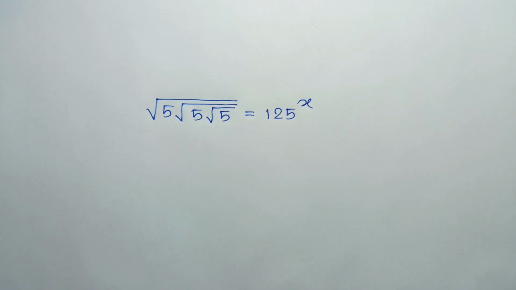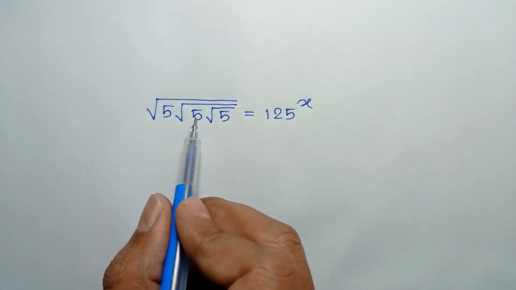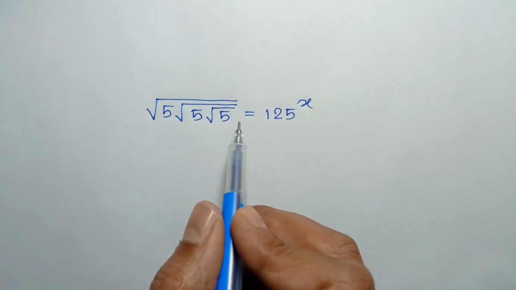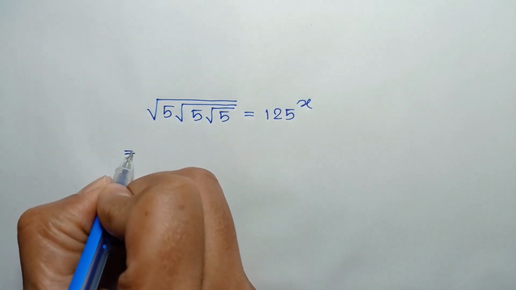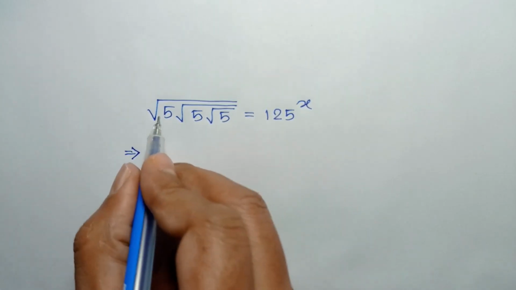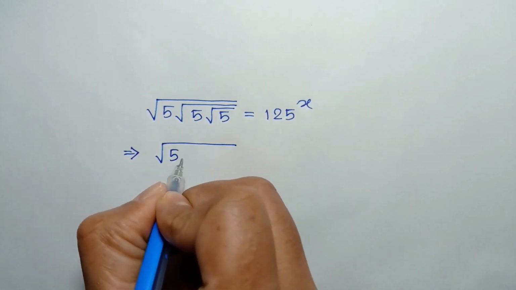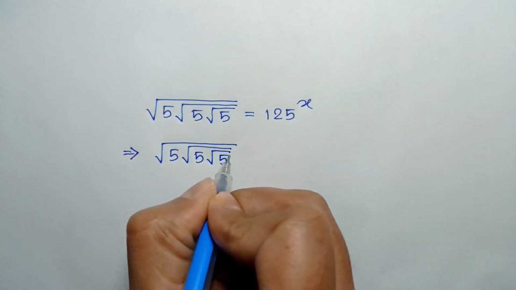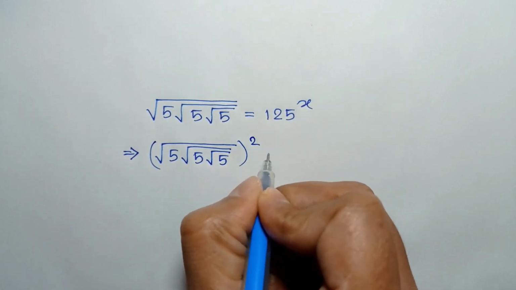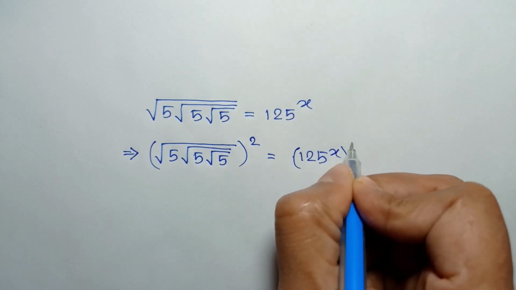Hi everyone, in this video I am going to show how to solve √5 × √5 × √5 = 125^x. Taking square on both sides, we can write (√5 × √5 × √5)² = (125^x)².